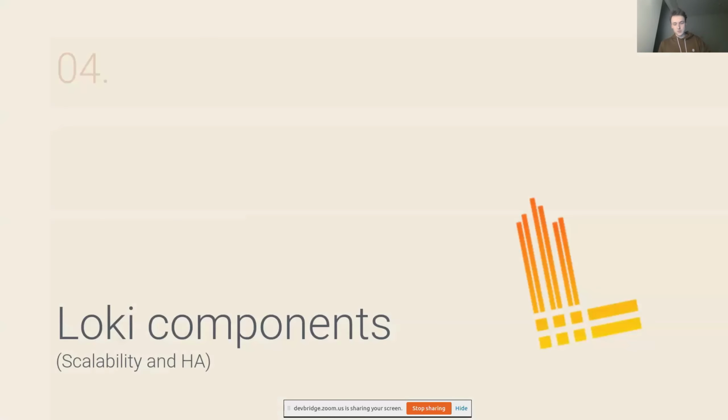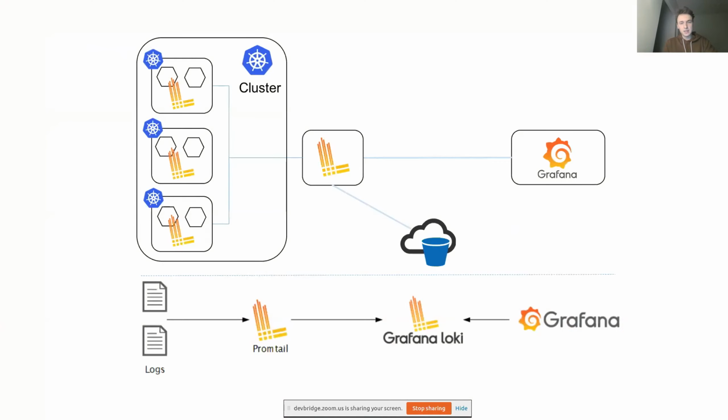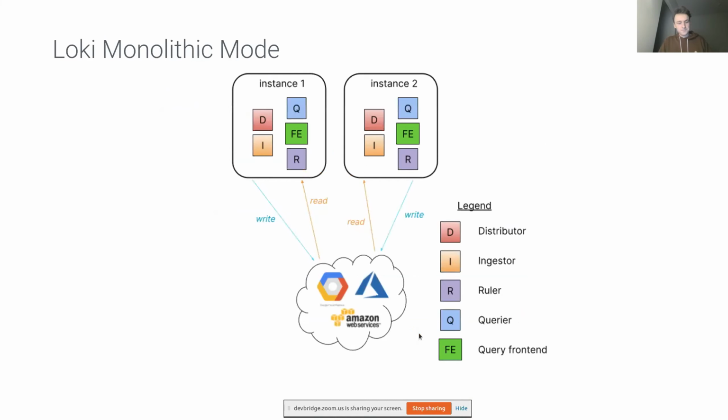Okay, so Loki components. We're going to see how scalability and high availability were implemented. If you look at the bottom, I think this is just the same scheme, but at a high level. There are logs, Promtail queries logs, sends them to Grafana Loki, and Grafana can query Loki for the logs. And we're going to dig deeper into Grafana Loki to see what it consists of. Grafana Loki is a set of components that can be composed into a fully featured logging stack.